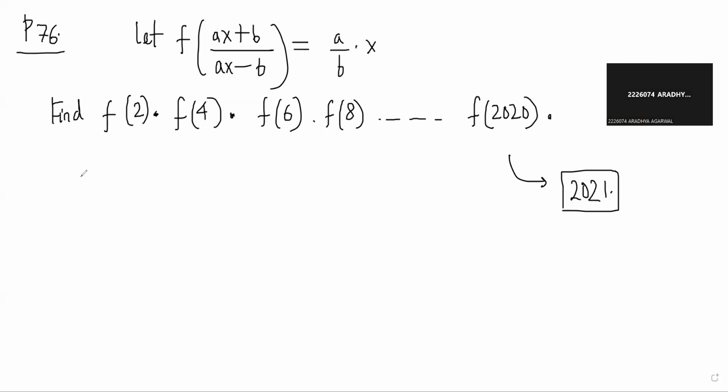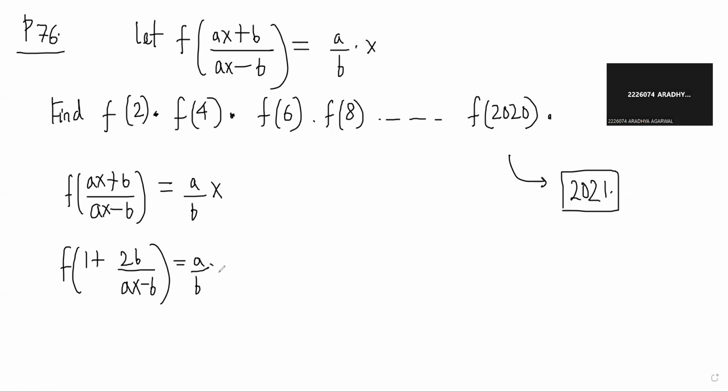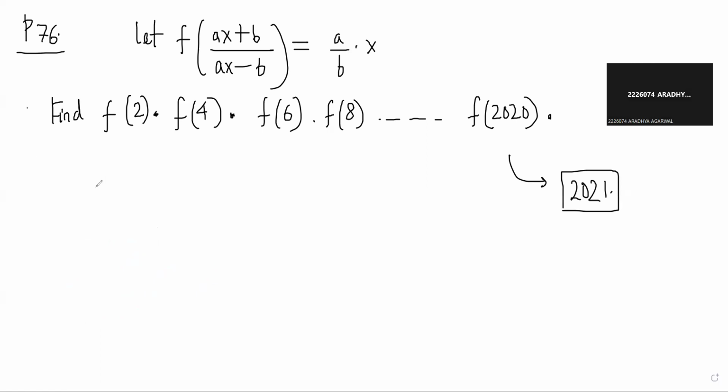So, I wrote ax plus b upon ax minus b as 1 plus 2b upon ax minus b. Okay. Yeah, so I wrote it as, like, 1 plus 2b upon ax minus b. So the thing is, I wrote it as t, and I then wrote x in terms of t. So x will come out as b by a, (1 plus t) by (1 minus t). Right. So that is the correct approach. You don't have to separate it like that, 1 plus.